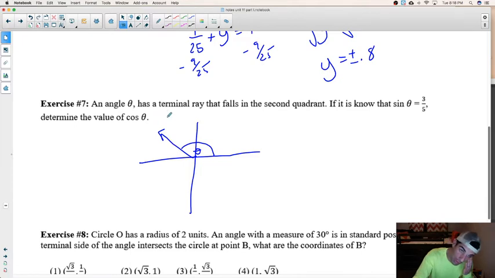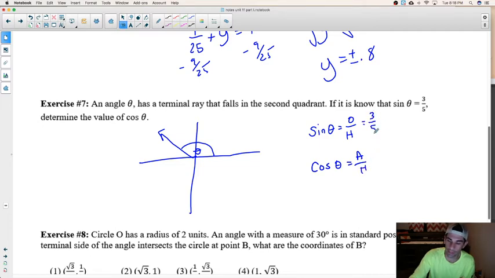We'll determine cosine theta. Well, sine theta is opposite over hypotenuse. Cosine theta is adjacent over hypotenuse. Well, they just told me that the sine is 3/5. So the cosine has to be, well, I don't know, right? So let's go over here. Let's draw that triangle in, right? So what I would have, this would be the opposite side, because opposite is 3. This would be the hypotenuse side.